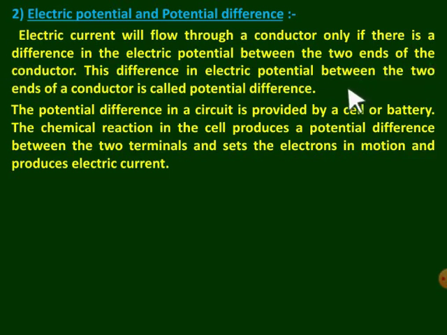So your cell or battery is one of the sources to create the potential difference between the two ends of the conductor. Got it? This difference in electrical potential between the two ends of the conductor is called potential difference. Potential is the amount of work done per unit charge. That means in transferring that amount of charge from one end to the other end of the conductor, that much amount for every unit amount of charge, we call it potential difference.